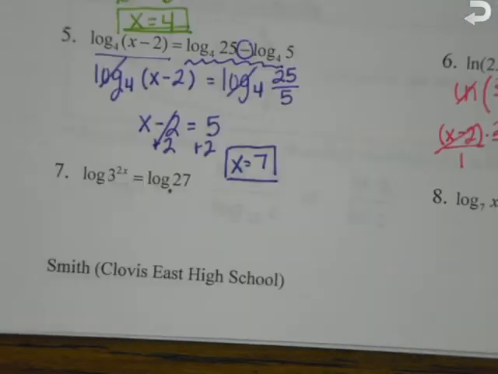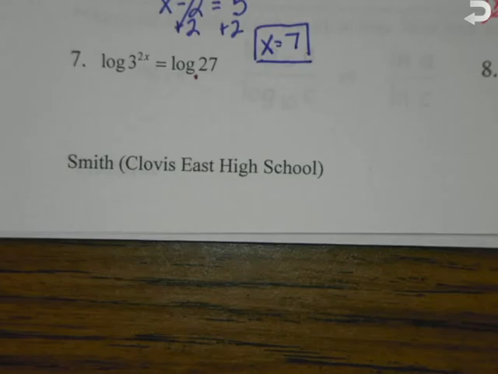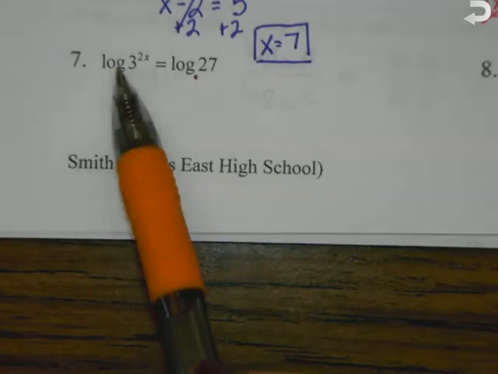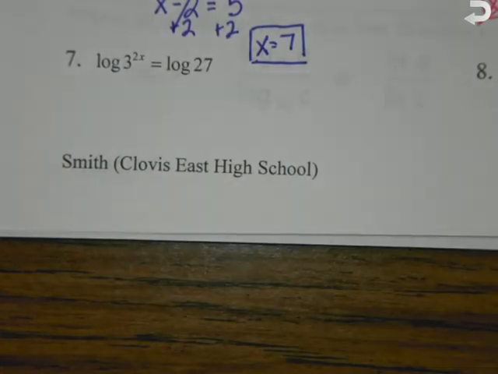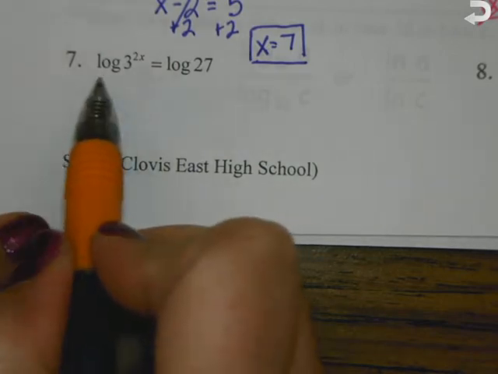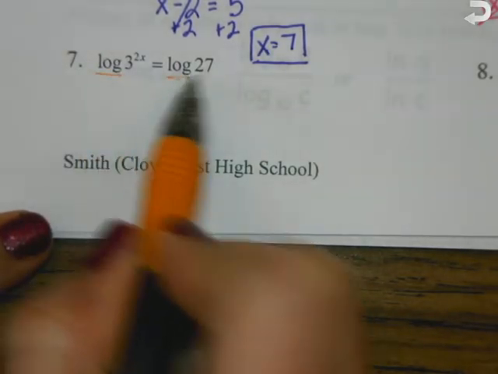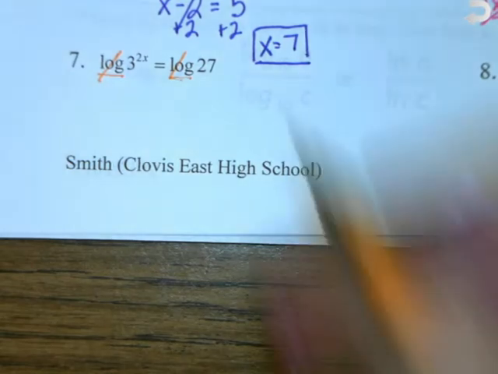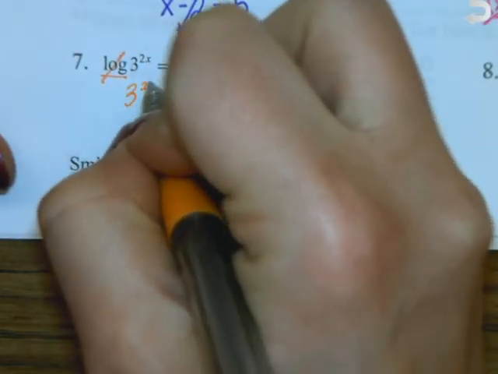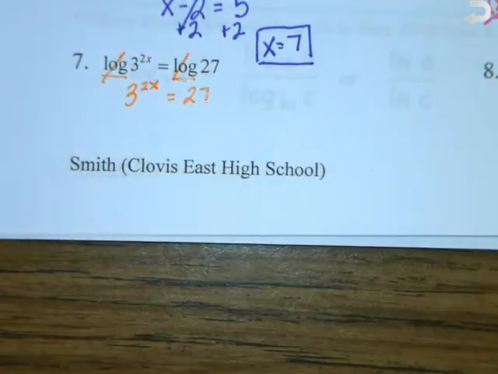Okay, number 7. I have log of 3 to the 2x equals log of 27. Guys, what would be your first step? Okay, so we need to make sure that they're in the same base. This one is a log and this one is a log. So is there any condensing to do? Do we have log on each side? So can we drop them? Yep. So that's going to be 3 to the 2x equals 27. And then what would you do?